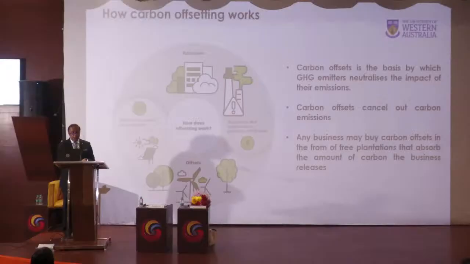So how can we offset carbon? People ask. For example, a lot of people in the city are emitting. Carbon offset is the basis by which greenhouse gas emitters neutralize the impact of their emission. Carbon offset cancels out carbon emission to some extent. Any business, for example, in Connaught Place, may buy carbon offset in the form of tree plantation that absorbs the amount of carbon the business releases.